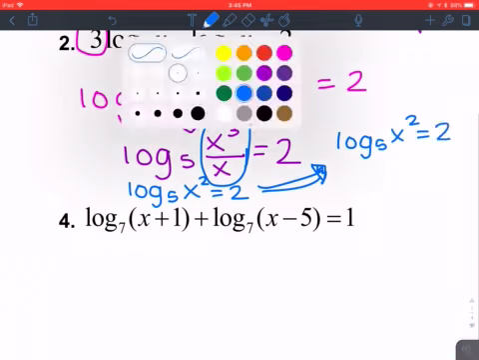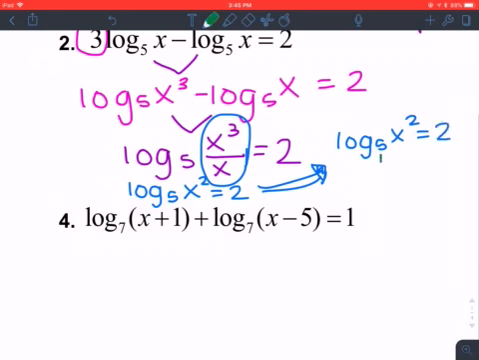Now we need to rewrite this. So our base is 5 raised to the exponent of 2 is equal to x squared. So if 5 squared is equal to x squared, then our x equals 5.